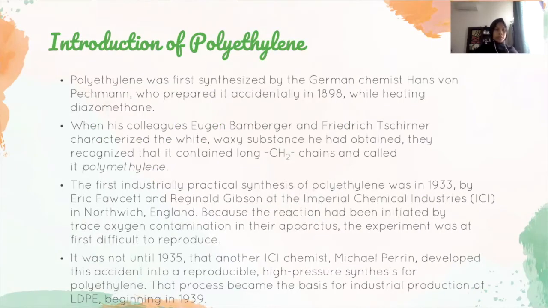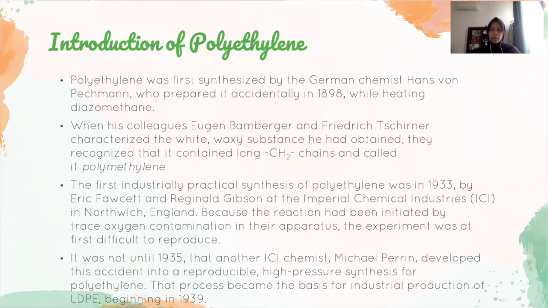First, introduction of polyethylene. Polyethylene was first synthesized by the German chemist Hans von Pechmann, who prepared it accidentally in 1898 while heating diazomethane. When his colleagues Eugen Bamberger and Friedrich Tschirner characterized the white waxy substance he had obtained, they recognized that it contains long CH2 chains and called it polymethylene. The first industrially practical synthesis of polyethylene was in 1933 by Eric Fawcett and Reginald Gibson at the Imperial Chemical Industries (ICI) in Northwich, England.